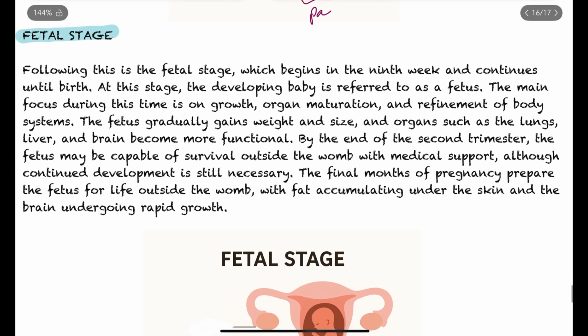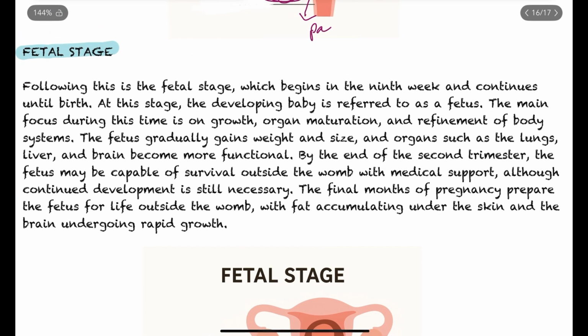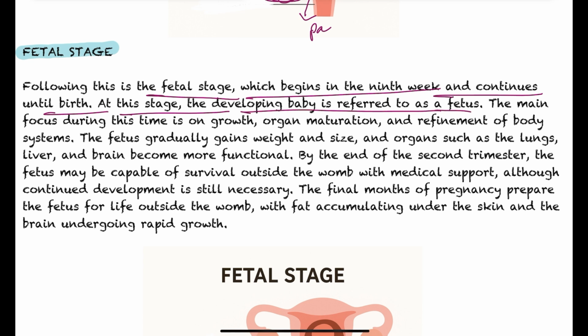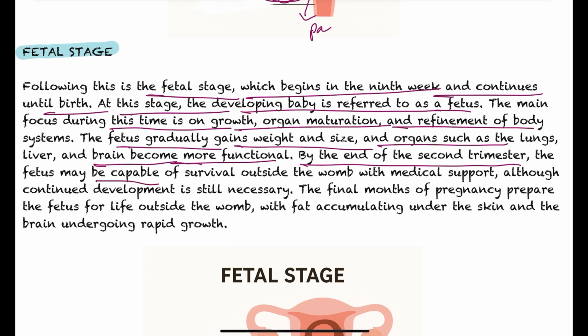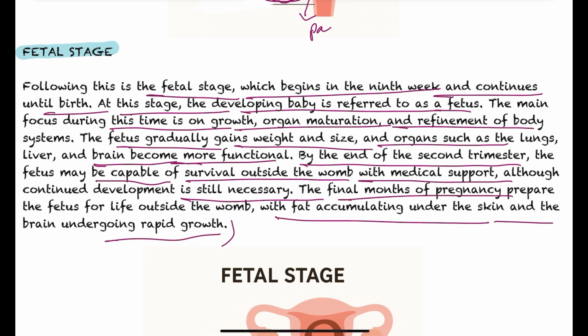And the last stage is the fetal stage. Following this is the fetal stage, which begins in the 9th week and continues until birth. At this stage, the developing baby is referred to as a fetus. The main focus during this time is on growth, organ maturation, and refinement of body systems. The fetus gradually gains weight and size, and organs such as the lungs, liver, and brain become more functional. By the end of the 2nd trimester, the fetus may be capable of survival outside the womb with medical support, although continued development is still necessary. The final month of pregnancy prepares the fetus for life outside the womb, with fat accumulating under the skin and the brain undergoing rapid development.